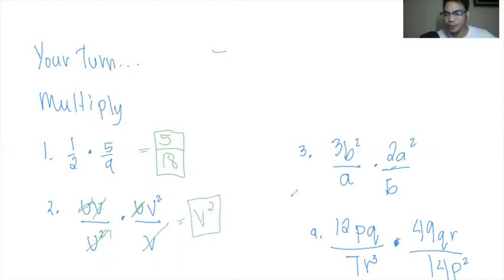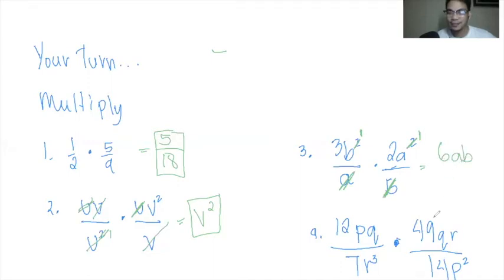For number 3, we can cancel the b here, squared, and another b here. Okay, the a can be cancelled here, so this becomes 1. Aside from that, no more terms to cancel, so we can just multiply 3b times 2a. So that is just 6ab.